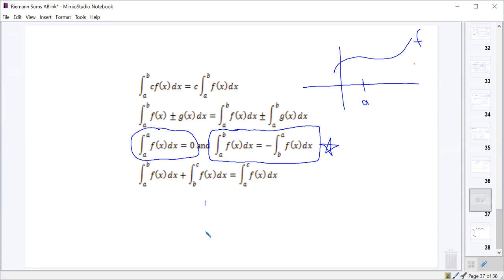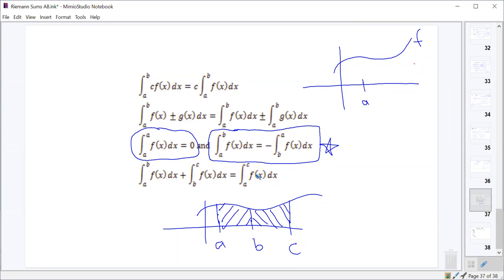Okay. And then lastly, this one down here, if we think about it in terms of area, again, I think it's very helpful. Here's a, here's b, and here's c. The integral from a to b of a function, that's this, right? And the integral from b to c of a function, well, that's this. If I want the integral from a to c, that ought to be the integral from a to b plus the integral from b to c. Everybody okay with that? Okay. And likewise, if I knew the integral from a to c, and I knew the integral from a to b, I could subtract a to c minus a to b, and that would give me b to c. So you can rearrange this in any way you want to. Good or no?